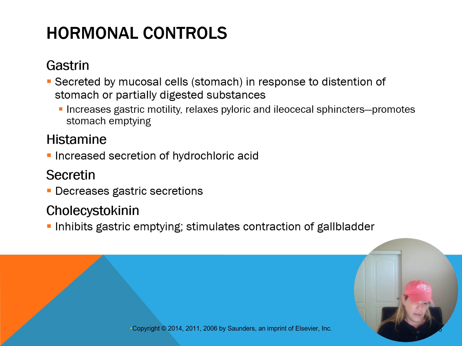So it's hormone controls. The gastrin, histamine, secretin, and cholecystokinin are hormonal controls that act on the stomach to either increase motility or increase hydrochloric acid, or decrease secretion. So they work on the digestive system according to what is needed at the time, either to increase, open up sphincters, promote emptying, or promote some kind of breakdown of the food.